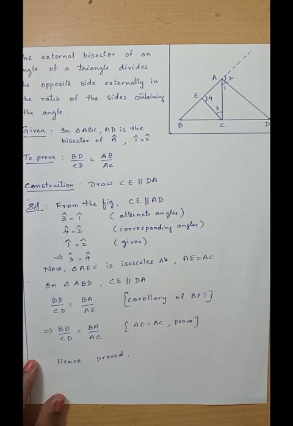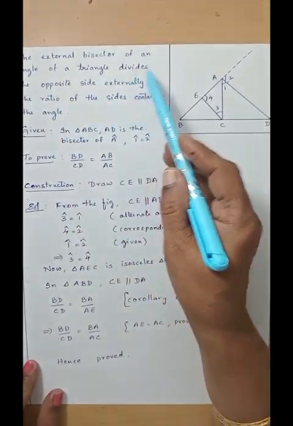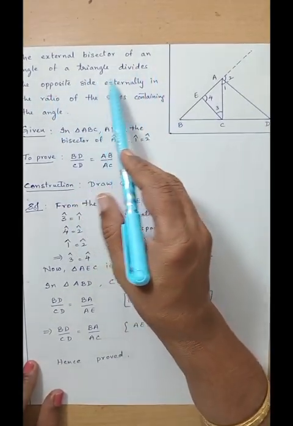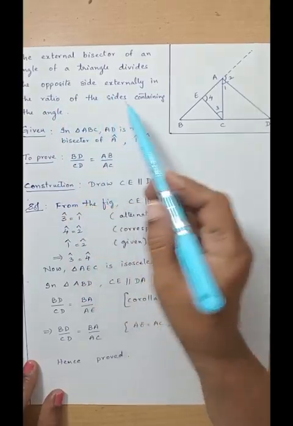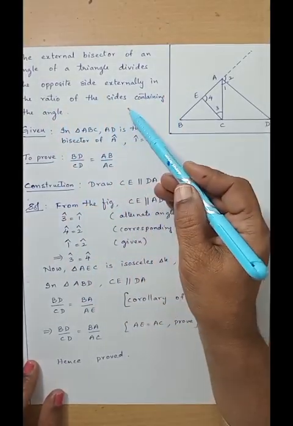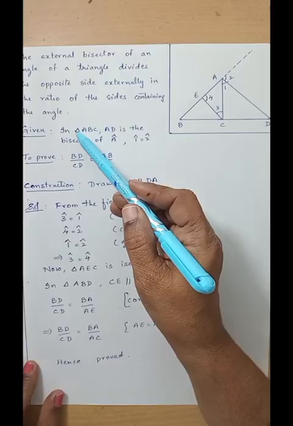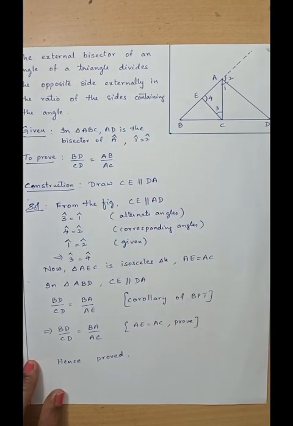This is an interesting question here. The external bisector of an angle of a triangle divides the opposite side externally in the ratio of the sides containing the angle. Let me repeat. In triangle ABC, AD is the external bisector. Angle 1 is equal to angle 2. And we need to prove that BD by CD is equal to AB by AC.